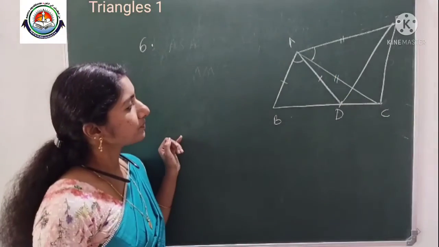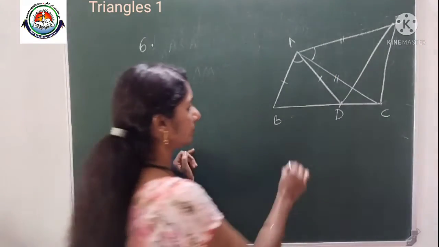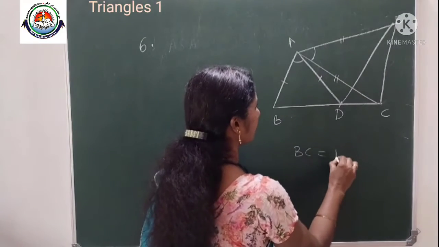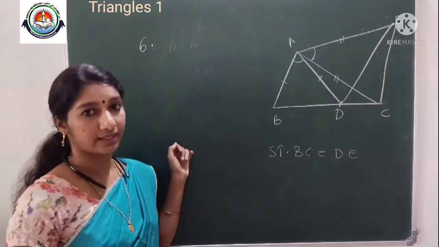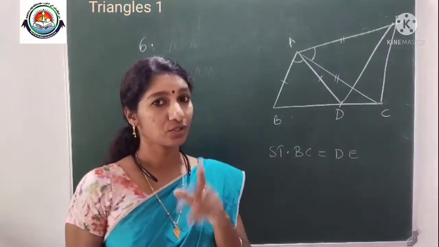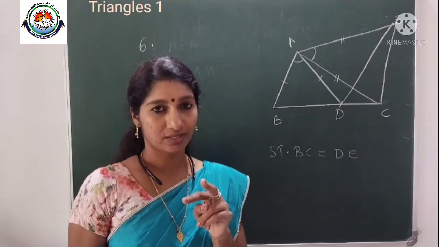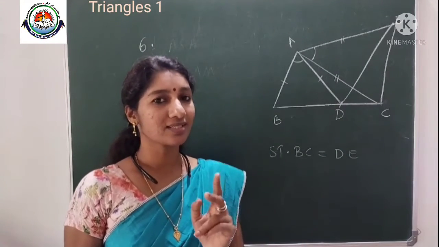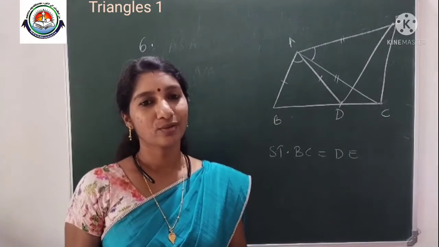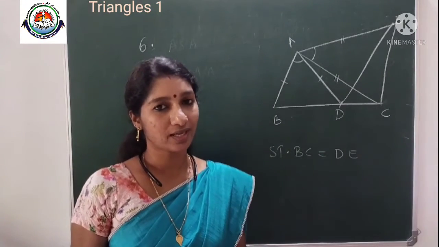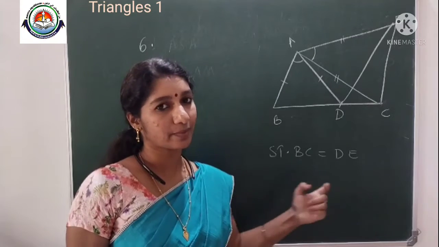Okay. Now, we need to prove BC is equal to DE. Show that BC equals DE. We need to find two triangles that are congruent, and those two triangles' corresponding sides should be BC and DE. So by using corresponding parts of congruent triangles, we can prove these two line segments are equal.